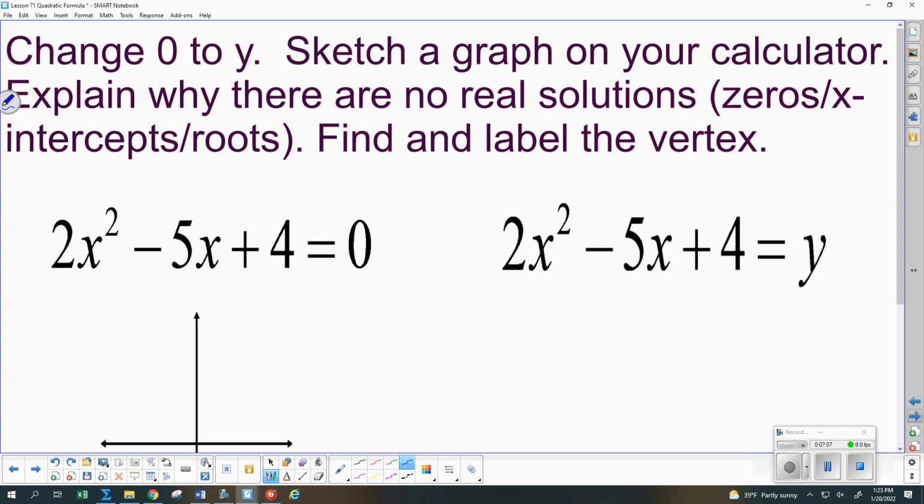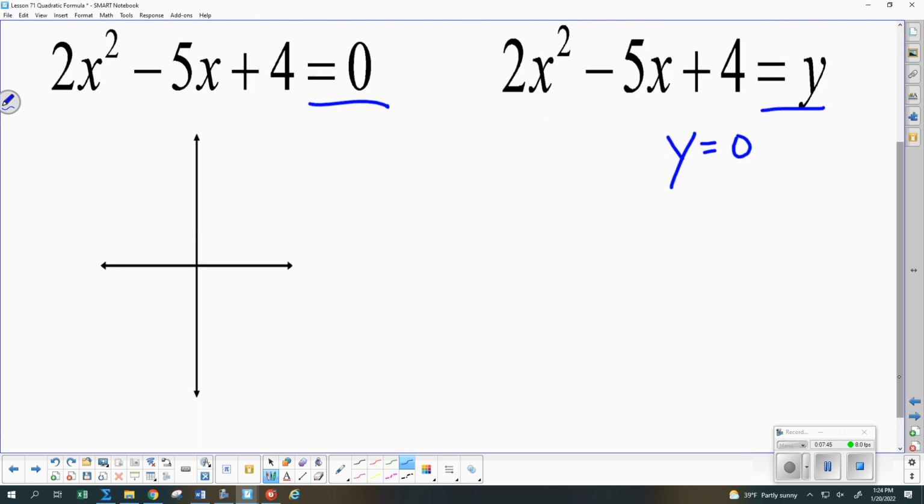So same problem we just did, 2x squared minus 5x plus 4 equals 0. And we got two complex solutions on that, so keep that in mind. Almost the same right here, 2x squared minus 5x plus 4, but now it's equal to y. Would you agree that if y equals 0, those two are the same? Okay, so the points where y is 0 on my graph are going to have something to do with those complex numbers that I just found. So we need to enter this one on our calculator.